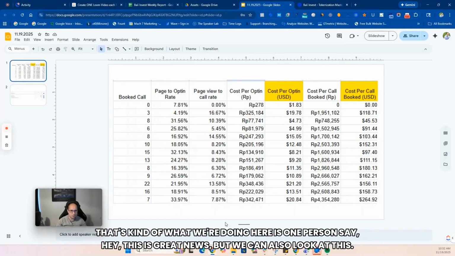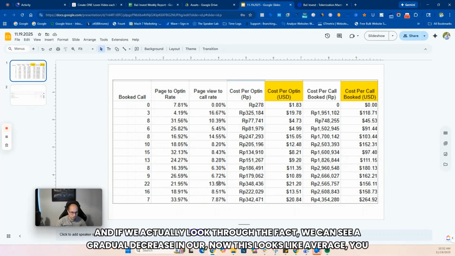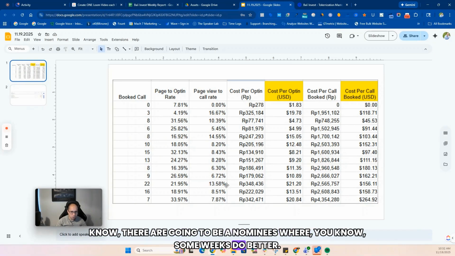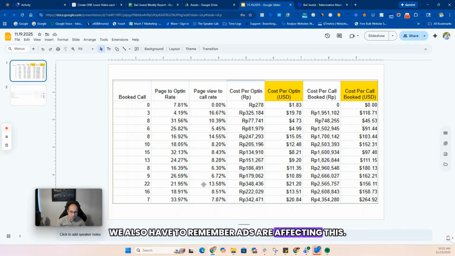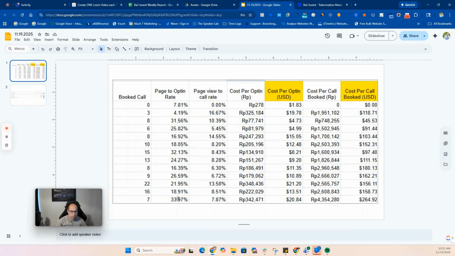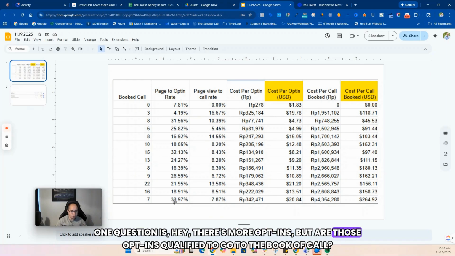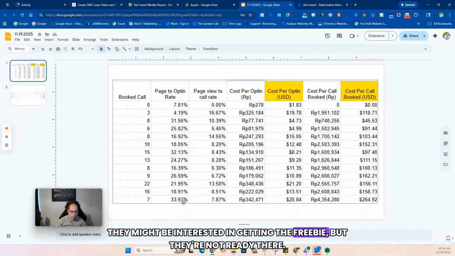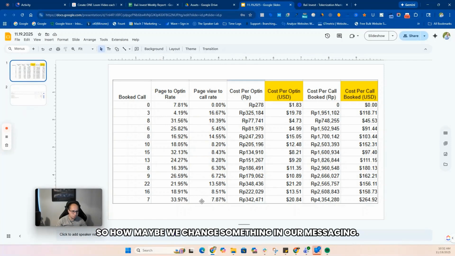That's kind of what we're doing here. One person can say, hey, this is great news, but we can also look at this. And if we actually look 3 weeks back, we can see a gradual decrease in our, now this looks like average, there are going to be anomalies where some weeks do better. We also have to remember ads are affecting this. There's so many other factors, but this tells us, okay, one question is, hey, there's more opt-ins, but are those opt-ins qualified to go to the book a call? They might be interested in getting the freebie, but they're not ready there. So maybe we change something in our messaging.